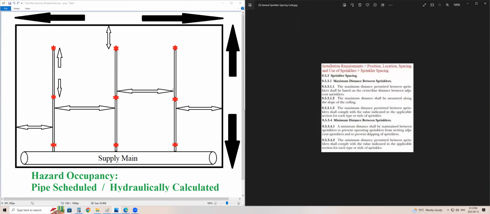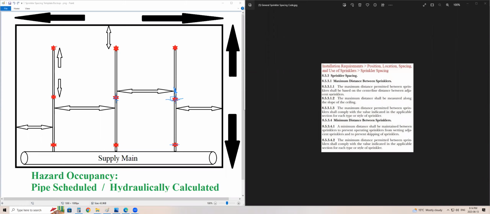I didn't do a good job of drawing these arrows here. I wish I put these arrows right in the middle of this branch line right here, but I kind of screwed that up. But it is basically from the center of this sprinkler head, very center, to the center of this sprinkler head, and vice versa. So the center of this one to the center.